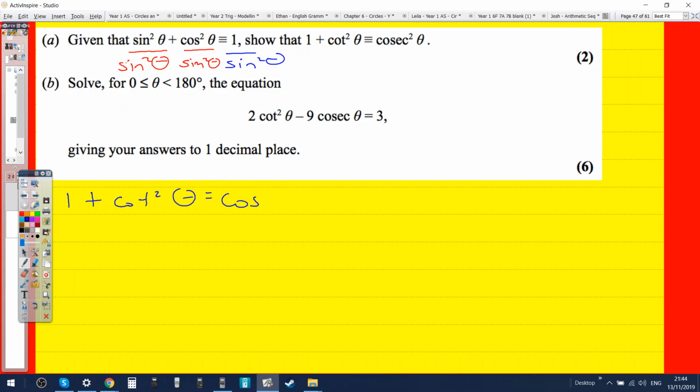Yes. So they were just looking for you to prove it. And honestly, if you don't remember it, just divide everything by sine squared theta. And if that's not the one, divide everything by cos squared theta. And okay, how about this one down here?